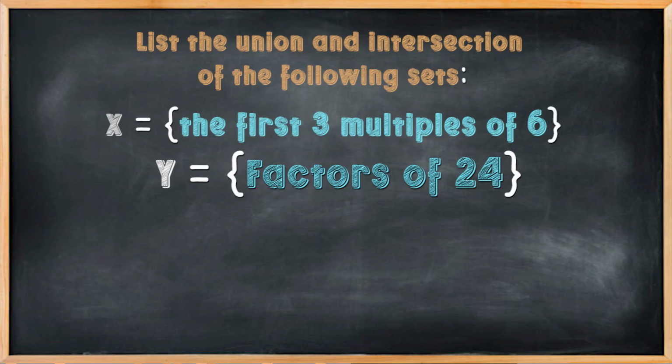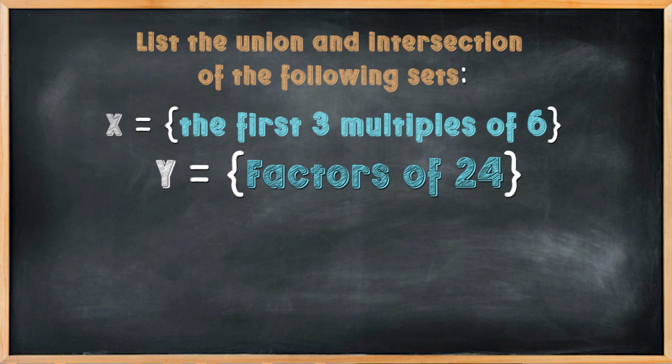Like always, you have homework to complete. Your homework for today says, list the union and intersection of the following sets. Now an example is done for you. Example, we have set X equals the first three multiples of 6. Set Y equals factors of 24.